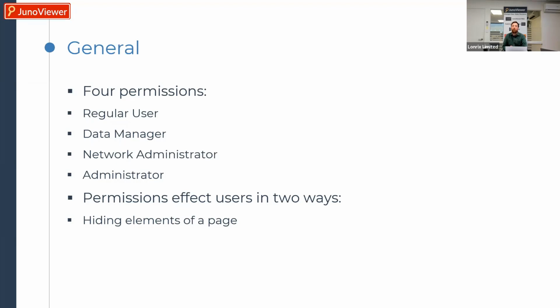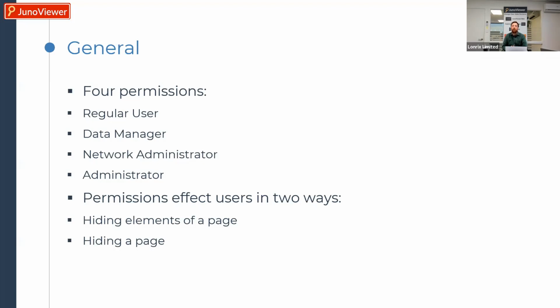Hiding elements of a page is built into the code of the page, and therefore it'll be applicable for users across all JunoViewer accounts. The second way the permissions affect you is when an entire page is hidden from a specific permission level. For example, the add data page is not available to regular users.